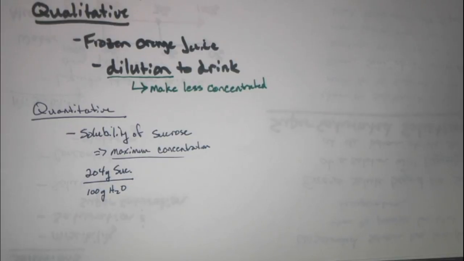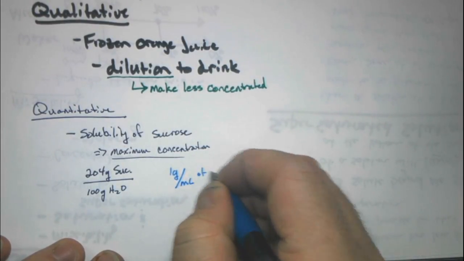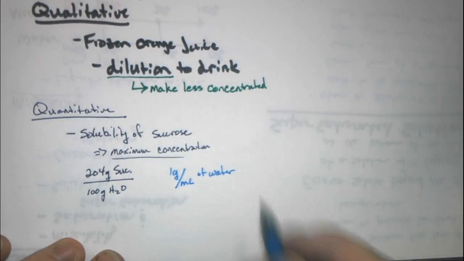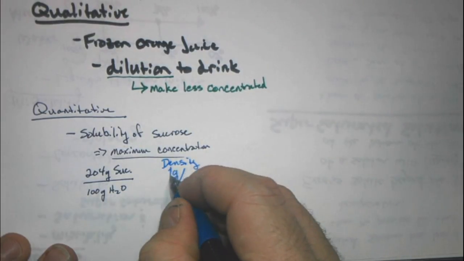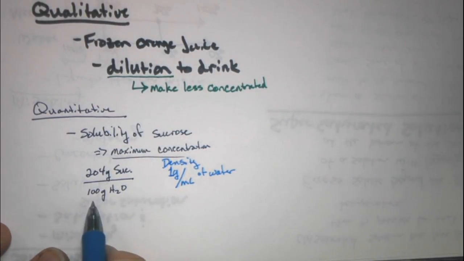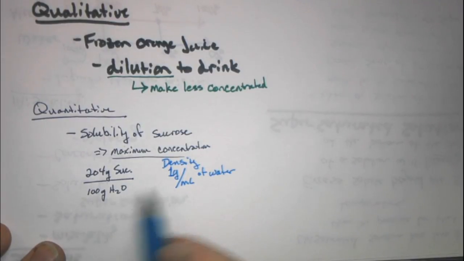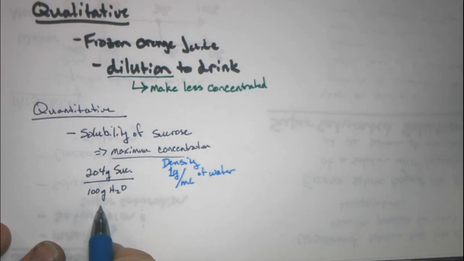And so this is actually the definition of the density of water. The density of water is 1 kilogram per liter, or 1 gram per milliliter. Okay, so the density of water is 1 gram per milliliter of water. Well, if this is 100 grams of water, how many milliliters is that? It's 1 gram per milliliter, so if this is 100 grams, it would be 100 milliliters, right?